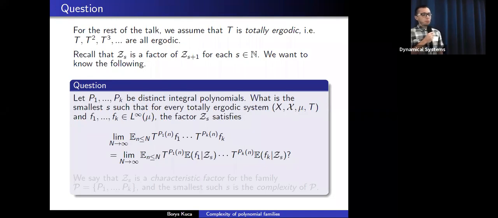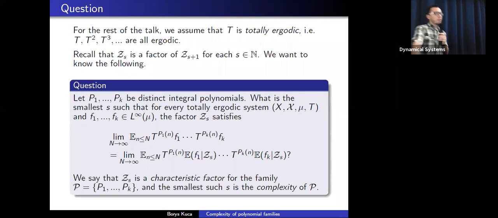Let's fix distinct integral polynomials P1 through Pk. We want to know what's the smallest s such that for every totally ergodic system and every L infinity function, the factor Z_s satisfies the following equation. What this equation tells us is that the original limit remains preserved by projecting all the functions onto the Host-Kra factor Z_s. If Z_s satisfies this property, then we say that Z_s is a characteristic factor for this polynomial family. The smallest s for which this is the case is called the complexity of the polynomial family P. Hence the word complexity in the title of the talk.